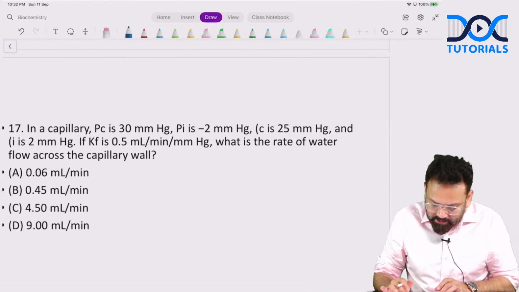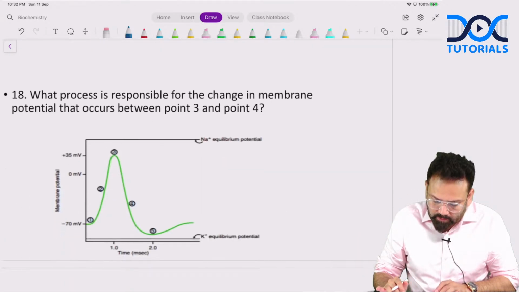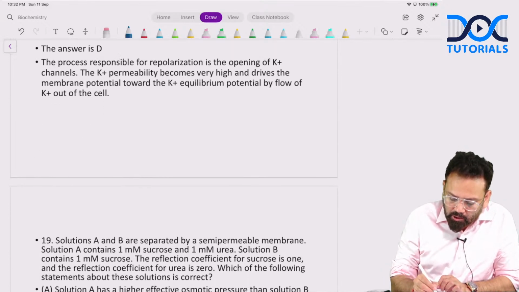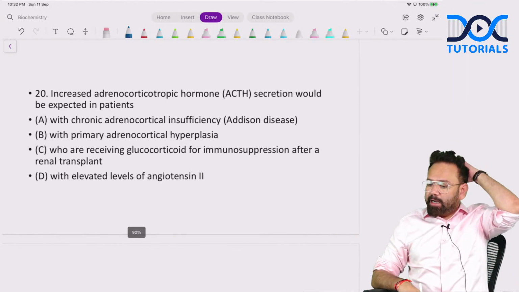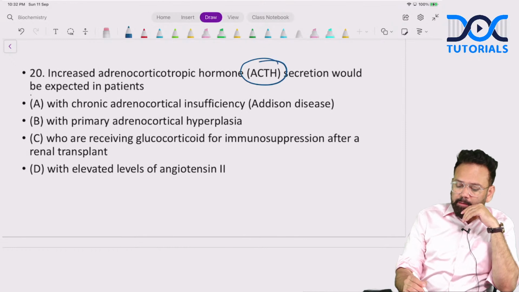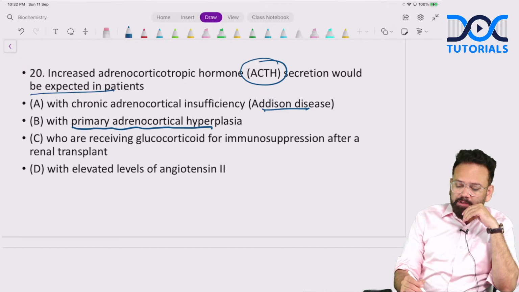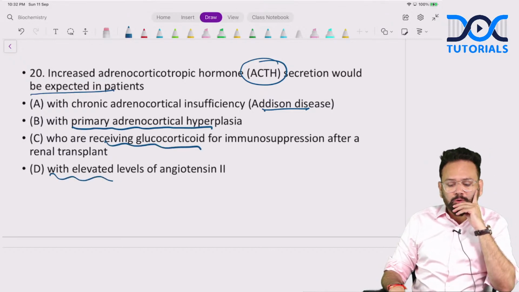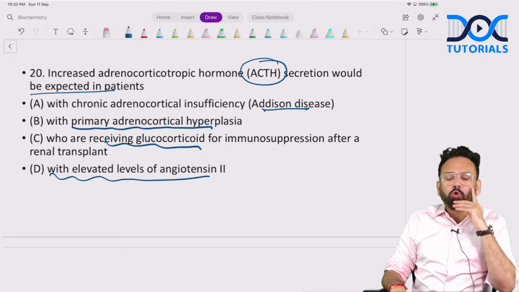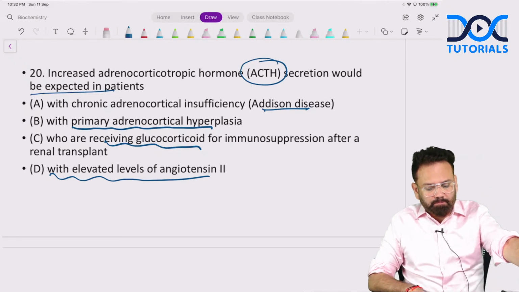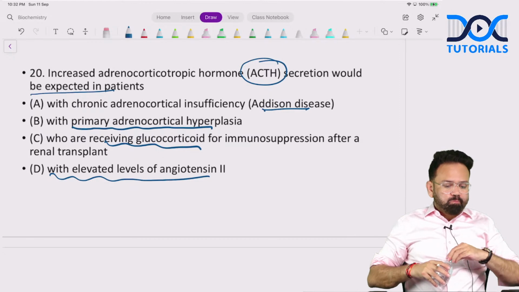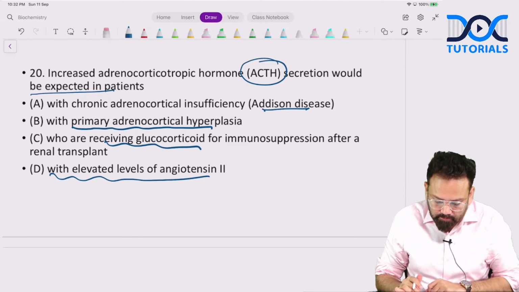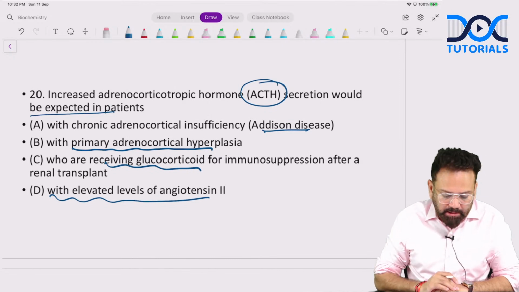This is from the formula I have discussed already. Action potential. Increased ACTH secretion would be expected in which patient? ACTH will be more in which patient and why? Addison disease, primary adrenocortical hyperplasia, someone receiving glucocorticoid, or with elevated angiotensin II. Who will have maximum ACTH? Who will have increased ACTH? What is the answer?